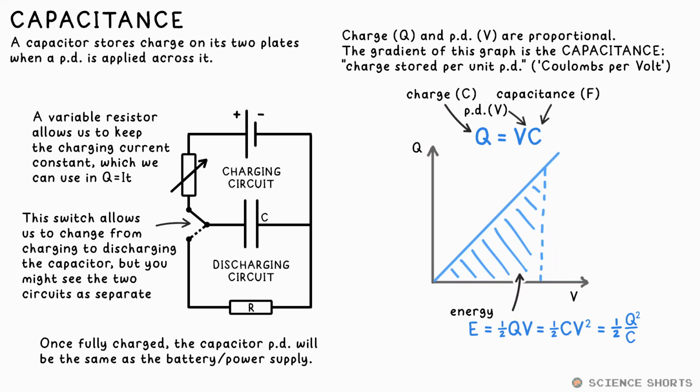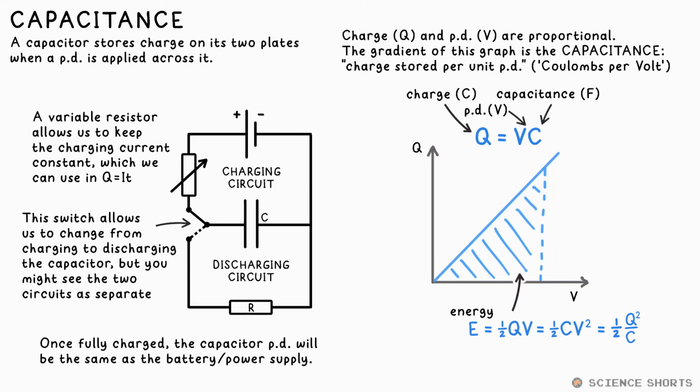You don't really measure charge directly, which is why we have to calculate it using charge equals current times time. But this only works if the charging current is constant. As the current will start high and fall to zero if we just hook up the capacitor to a battery, we need a variable resistor that we're constantly changing in order to keep the current constant.